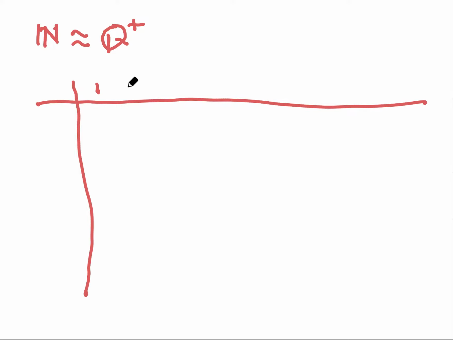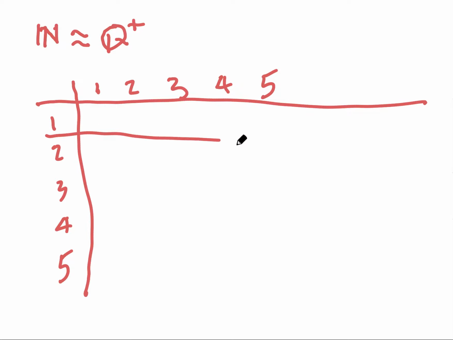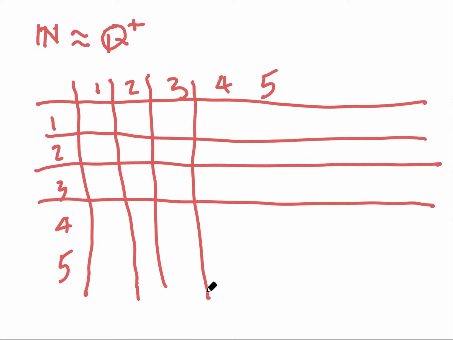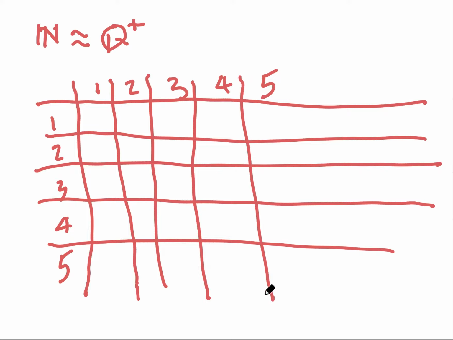So here I'm going to have 1, 2, these are going to be the natural numbers. And here I'll have the same. And in these, we can think we have this grid here. But it's an infinite grid. So what I want to do is I'm going to use a different color here. I'm going to put in 1 over 1, 1 over 2, 1 over 3, 1 over 4, and so forth. So I can fill in this whole grid with these fractions.